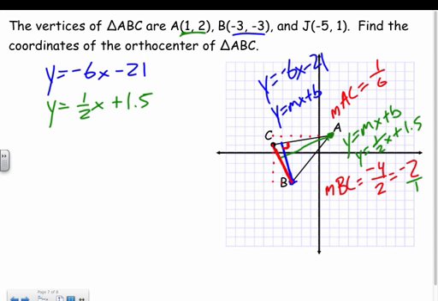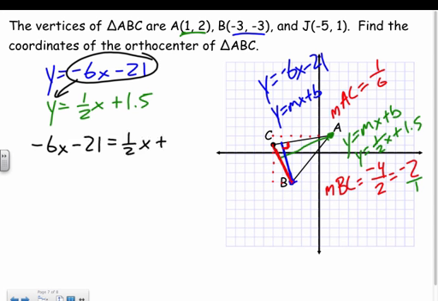Now I have a system, right? Two equations with two variables. So I'm going to do substitution. I'm going to plug this in for y. So I basically just set these two equal. So -6x minus 21 equals 1/2 x plus, I'm going to change this back to a fraction. I get worried if I do too many decimals, sometimes I end up rounding and I'm not very exact. So I'm going to say 1 and 1/2.